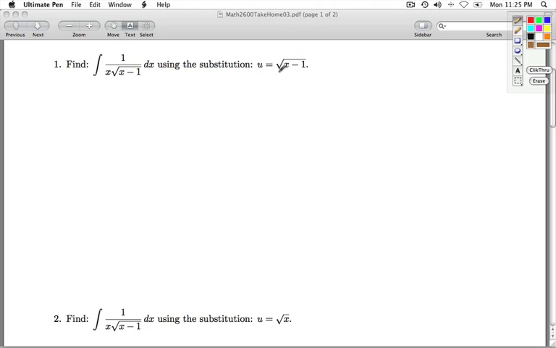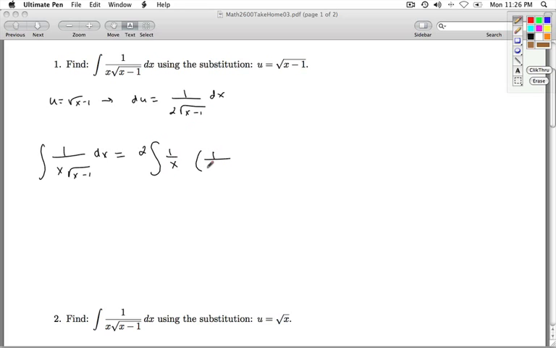So if I use u equal square root x minus 1, I get my du is 1 over 2 square root x minus 1 dx. And so if I look at this integral, I can get a 1 over 2 square root x minus 1. I have to counteract a 2 out front, separate the x out there. And so that's giving me the du right there.